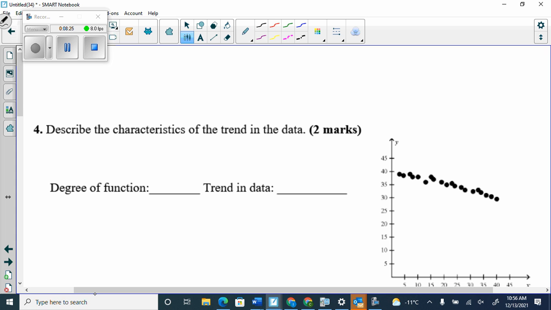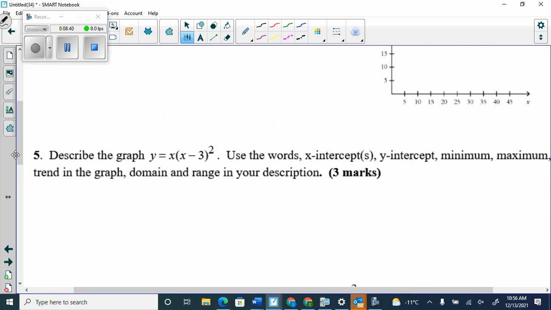Looks like a straight line, doesn't it? Just degree what? 1. Is it increasing or decreasing? Okay, for this one, it wants x-intercept, y-intercepts, mins, max, trend, and data, domain, and range. So it's a cubic function, correct? If you type it in, you'll know it's a cubic function.